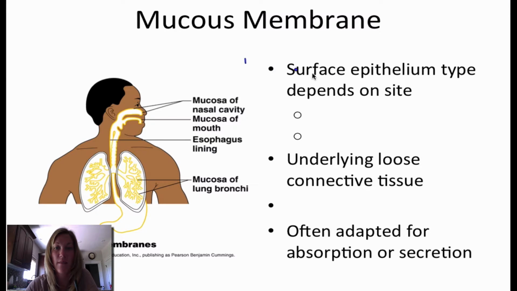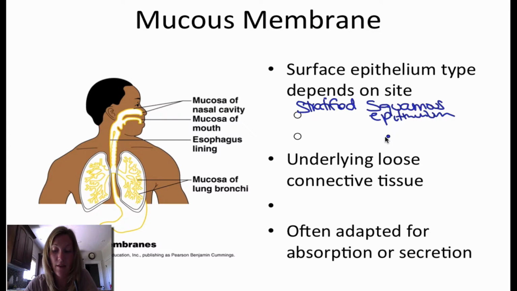Alright, the mucous membrane. The surface epithelium type depends on the site. So, for example, you have stratified squamous epithelium. Stratified squamous epithelium makes up the mouth and the esophagus.